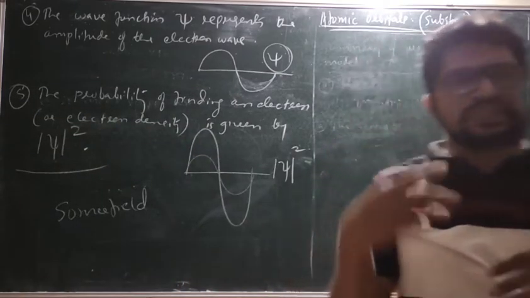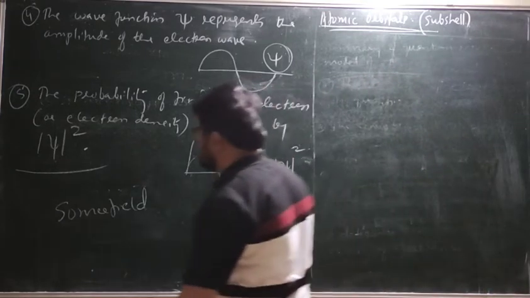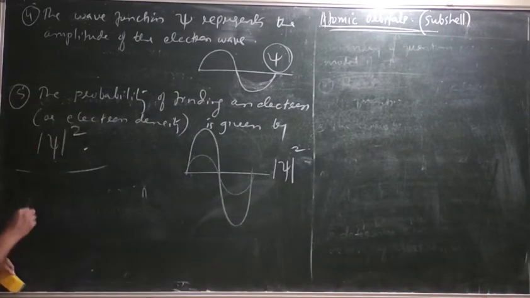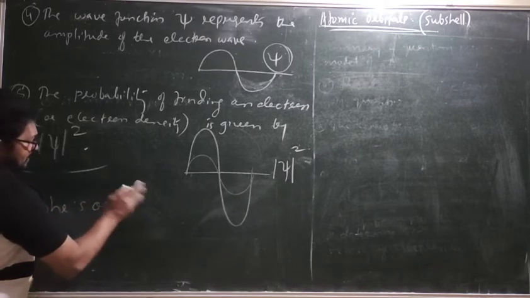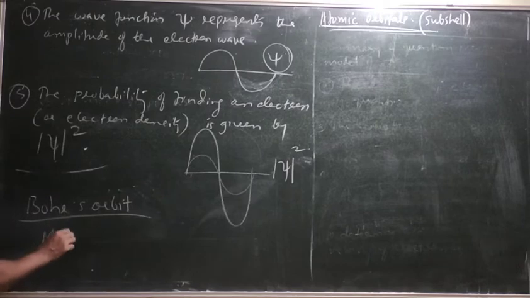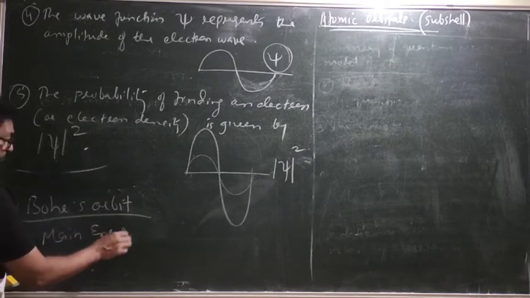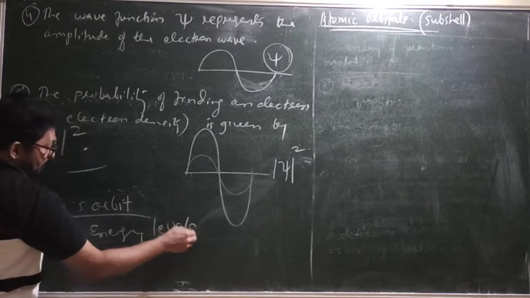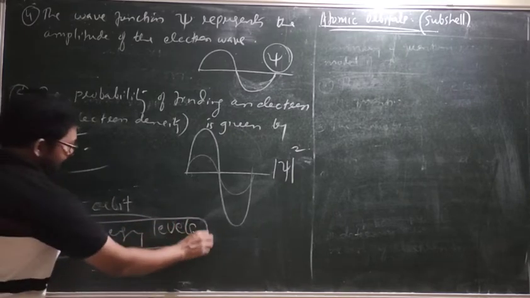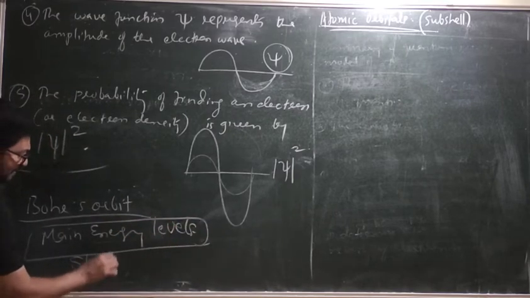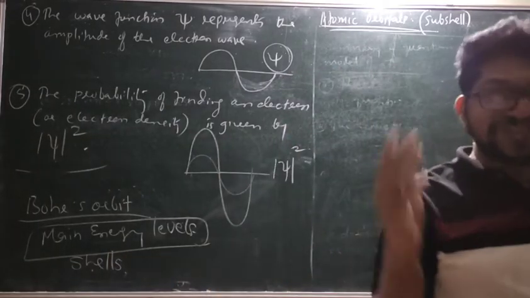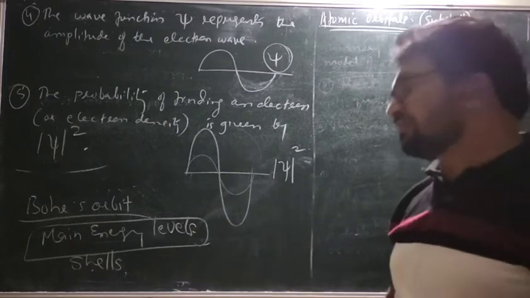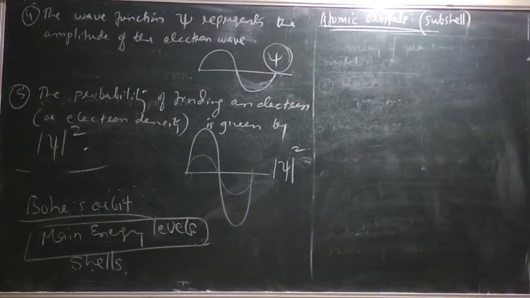You see, Bohr's orbits have a name. Bohr's orbits, the K, L, M, N shells, are called main energy levels. Yes or no? Bohr's orbits are called main energy levels, or there is a word called shells. Orbits, shells, main energy levels, stationary states, everything means Bohr's orbits.